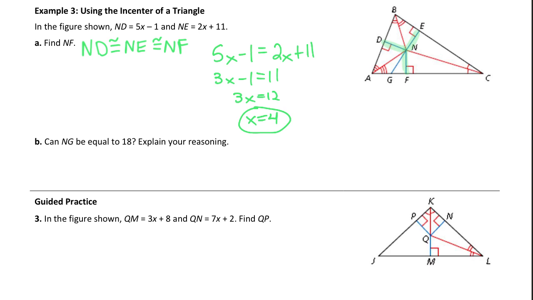But which expression? Since all of these segments are the same measure, it doesn't matter which one. No matter which expression I substitute 4 into, I'm going to get the same answer: 19. NF is 19 units long.